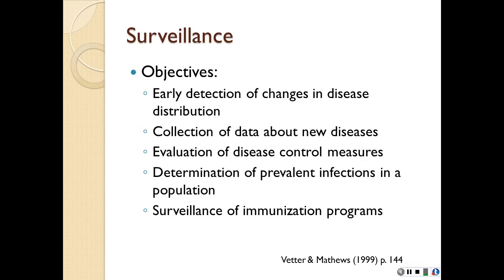We also want to look for the prevalence of infections in a population. And then we use surveillance of immunization programs so we can identify who's being immunized, are all the appropriate people being immunized, are there pockets in the country where people are not immunizing for various diseases. Typically when that happens, you tend to see outbreaks of a particular disease in that area. But I'll get on that soapbox a little bit later.